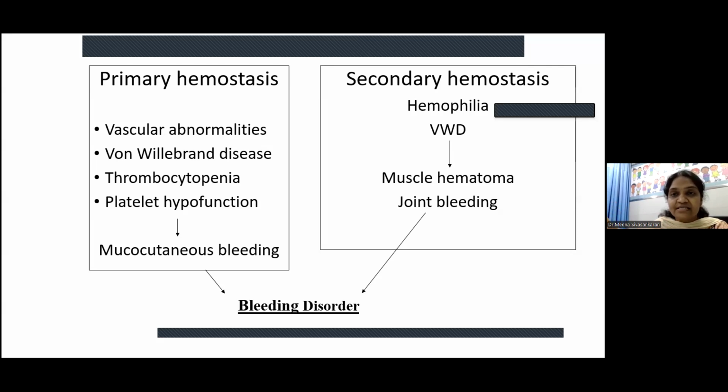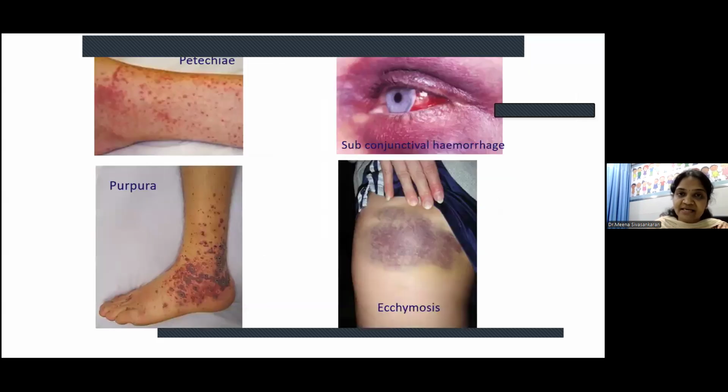If there is a defect in secondary hemostasis, mainly a clotting protein defect, most commonly factor 8 deficiency, followed by factor 9 deficiency and von Willebrand disease, they can present with deep bleeds like muscle bleeds or joint bleeds. Von Willebrand disease can present with both deep bleeds as well as cutaneous bleeds. These are the two common types of bleeding.